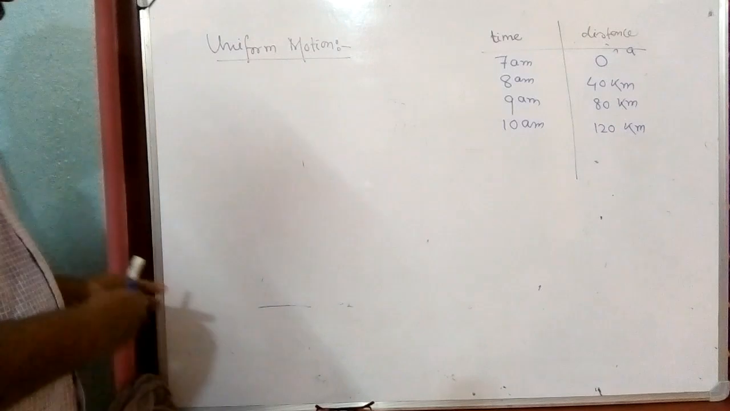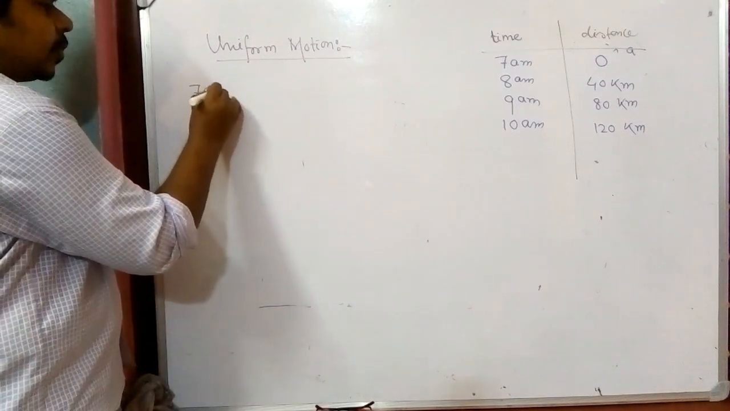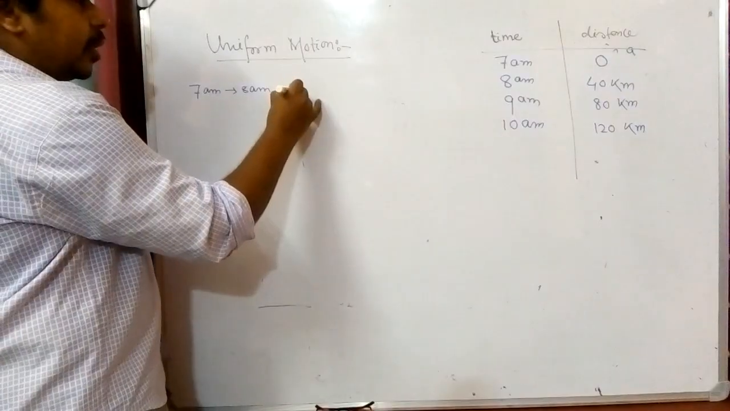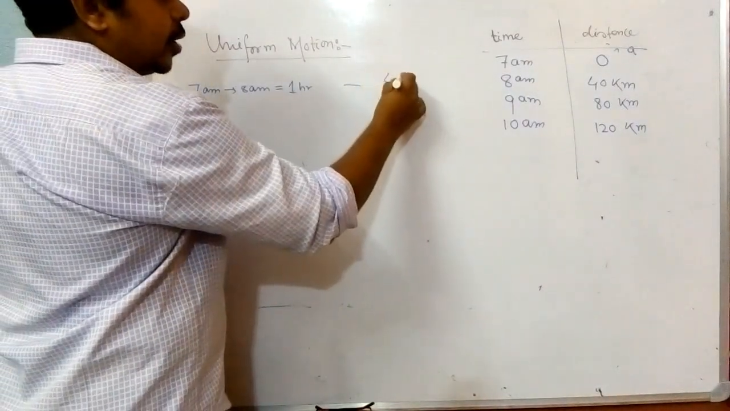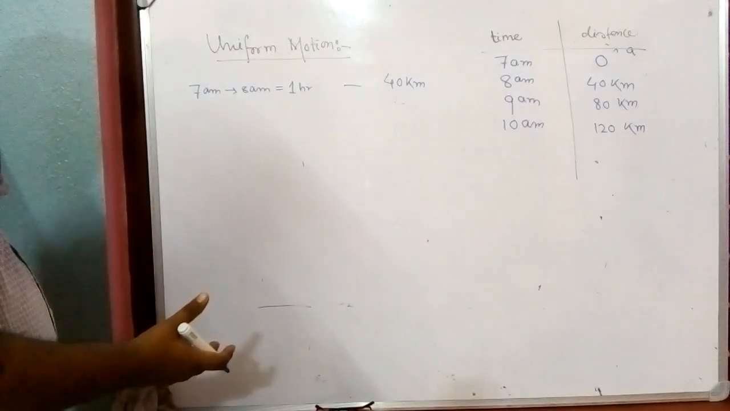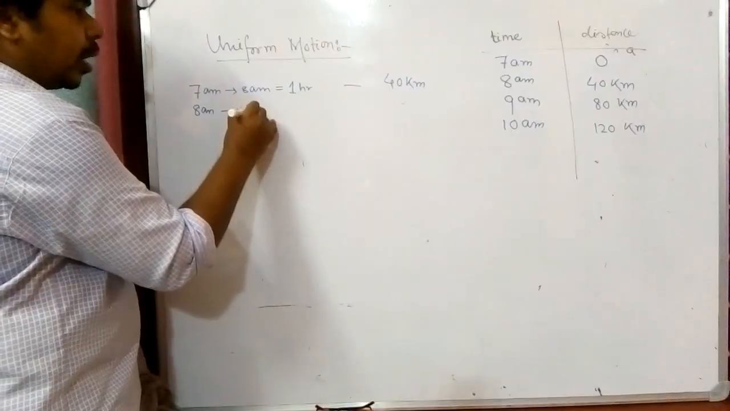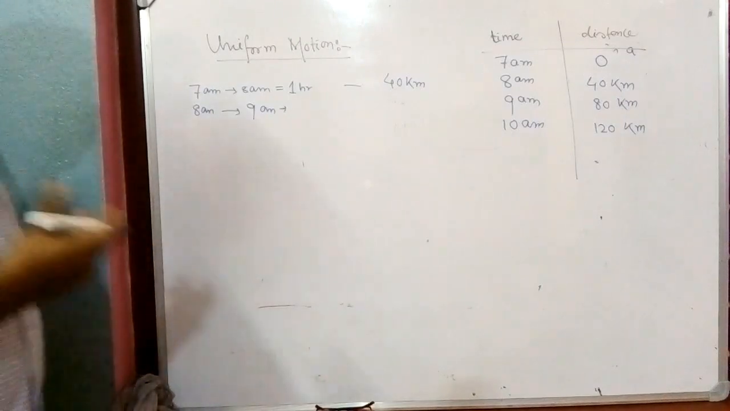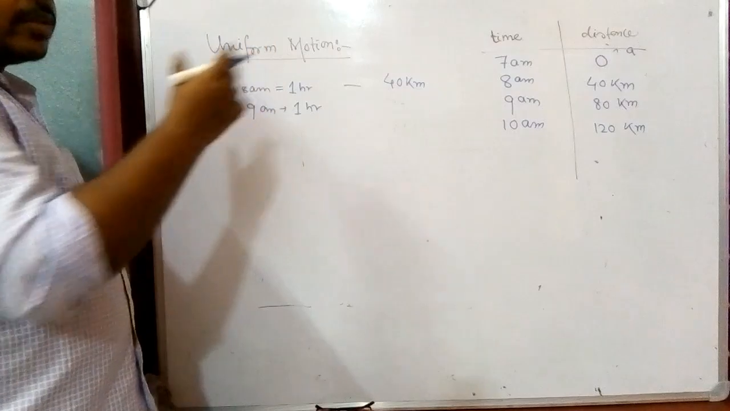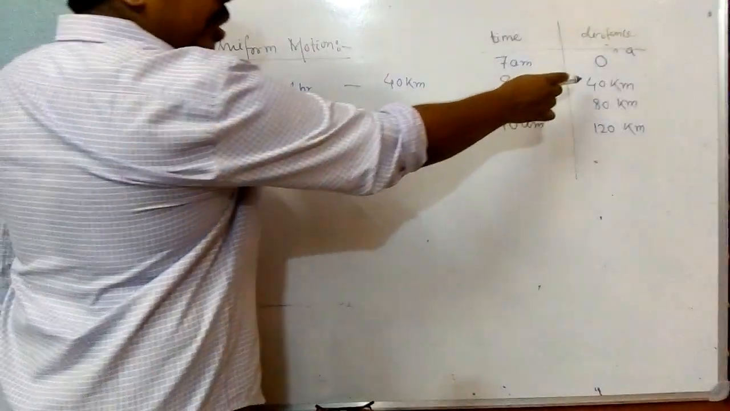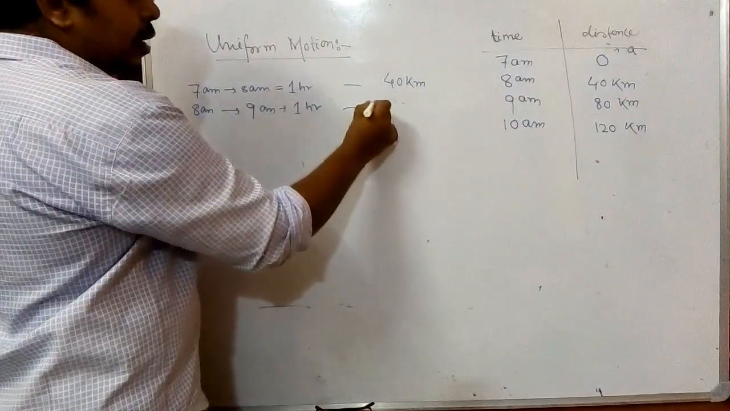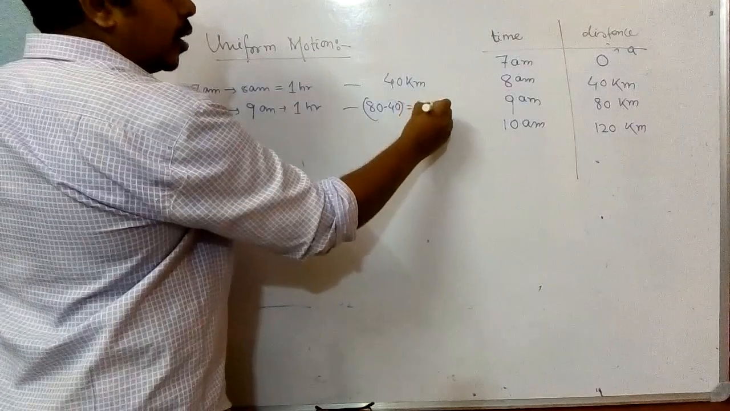Now you might be thinking, sir, what do you want to say? What is the story all about? Let's see. 7 a.m. to 8 a.m. How much time will it take? You will say, it is very easy, it is 1 hour. So in 1 hour, how much distance does it cover? As per the data, it covers 40 kilometers. Okay, no problem with that. Next, 8 a.m. to 9 a.m. Time interval, how much? You will say, sir, it is 1 hour again. How much distance will it cover? At 9 a.m. it has covered 80 kilometers, and at 8 a.m. it had already covered 40 kilometers. So in this time period, it has covered 80 minus 40, sir, equals 40 kilometers.